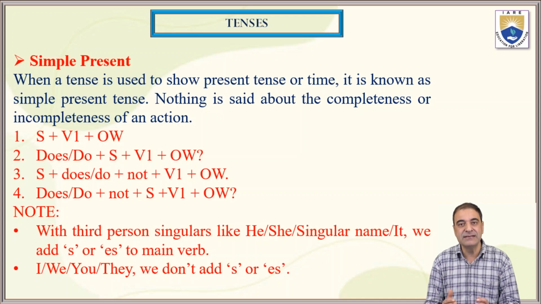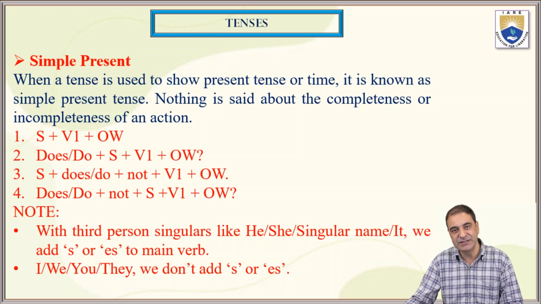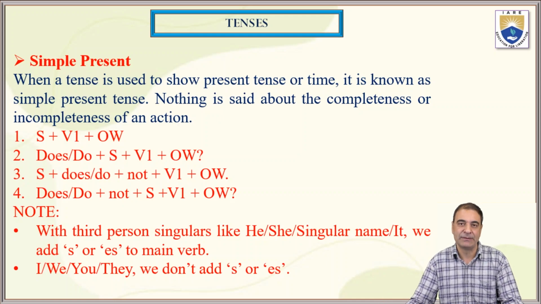Remember, when a tense is used to show present time or present tense, it's known as simple present tense. Here nothing is said about the completeness or incompleteness of action. That's why we call it simple. Simple means we know only one thing, that the time of an action is present. We don't know whether the action is continuous in the present, or whether it has just been completed. We don't know anything else.